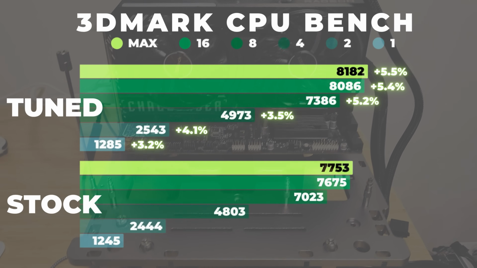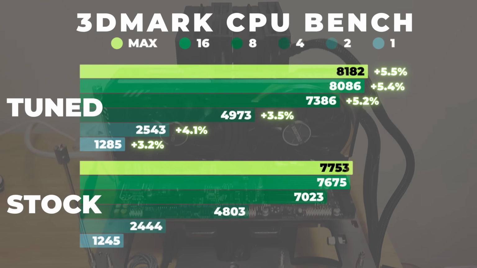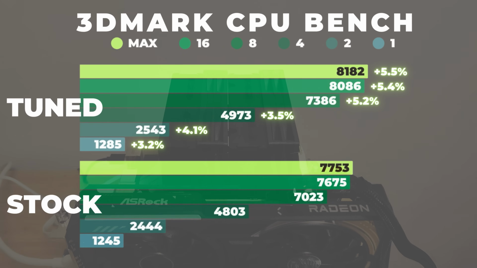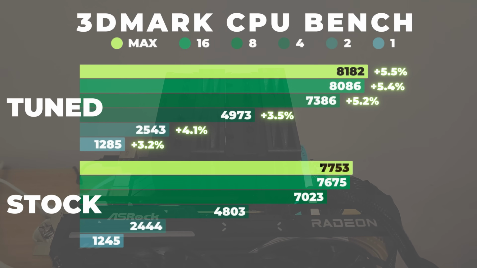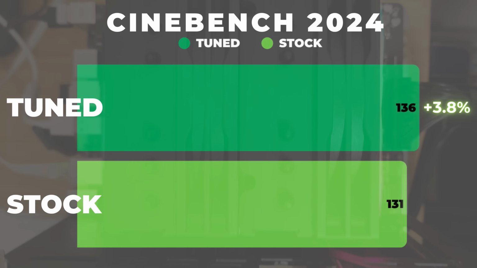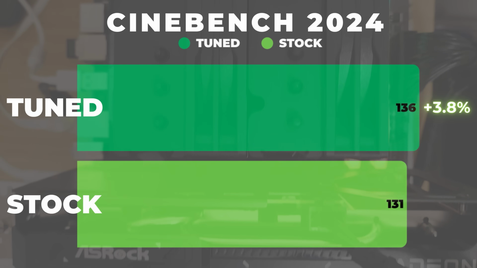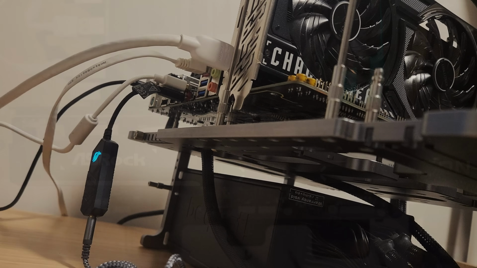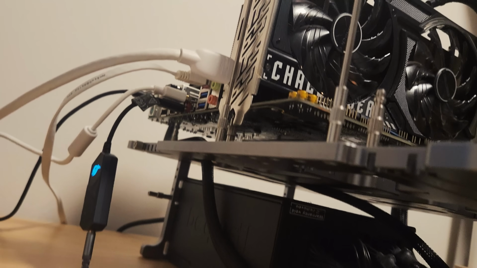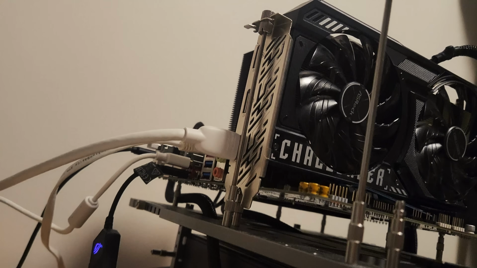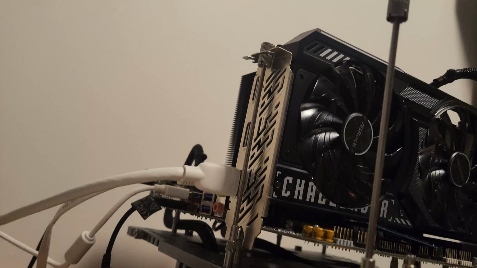To further test the tune, I also ran a few quick benchmarks. In 3DMark CPU test, I saw about a 3 to 5% gain in scores across all thread counts. And in Cinebench 2024, my score went from 131 at stock to 136 after tuning. Pretty nice bump for just a few minutes of BIOS tweaking. Overall, I definitely think it's worth taking a little time to tune your 9600X. It's very easy to do and you'll be squeezing extra performance out of your chip without any extra cost.